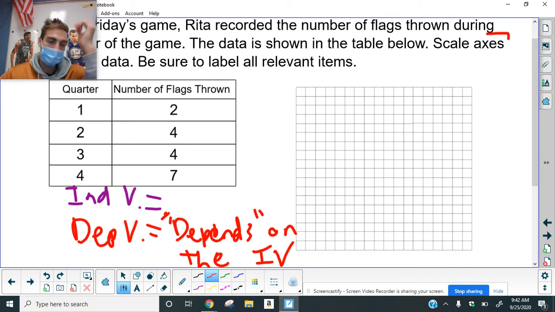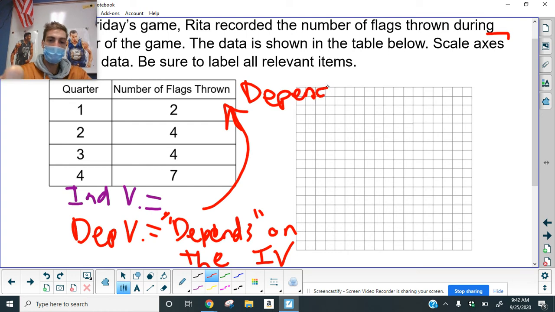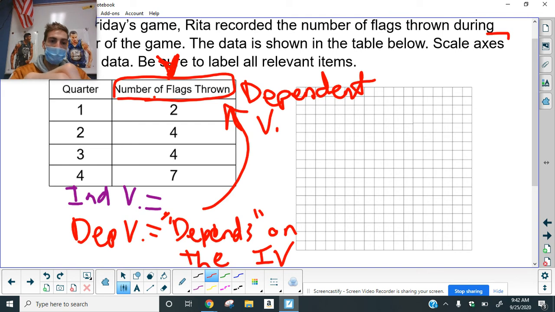So what I'm asking myself now is, does my quarter depend on the number of flakes thrown, or does my number of flakes thrown depend on my quarter? What am I trying to test? Well, I'm trying to see if the number of flakes thrown is depending on the quarter. And so since it's depending on something else, number of flakes thrown is going to be my dependent variable. And that here would be my y. So number of flakes thrown is my y, and that is on the vertical axis.